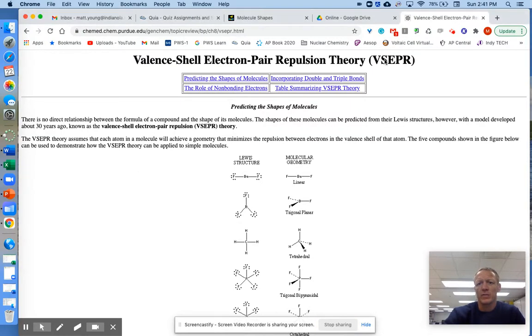So VSEPR stands for valence shell electron pair repulsion theory. Sounds fairly complicated, it's really not. All that means is electrons around the central element in a molecule, like this molecule right here, want to be as far away from each other as they can because electrons don't like each other. So remember, there's electrons in these bonds. Electrons around those bonds want to be as far away from each other as they possibly can be. So valence shell electron pair repulsion.